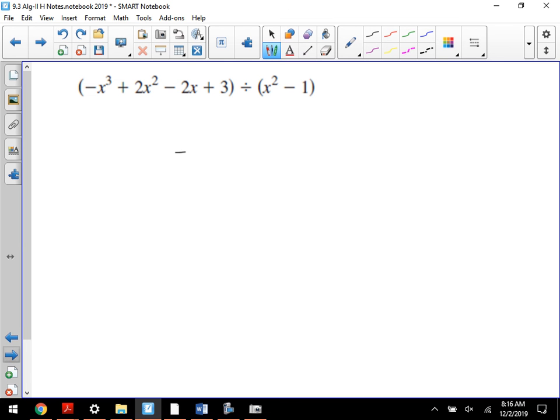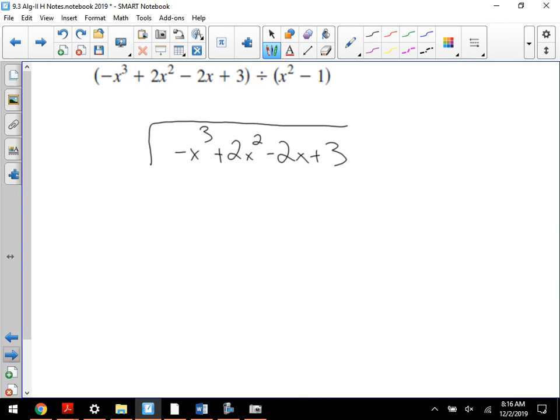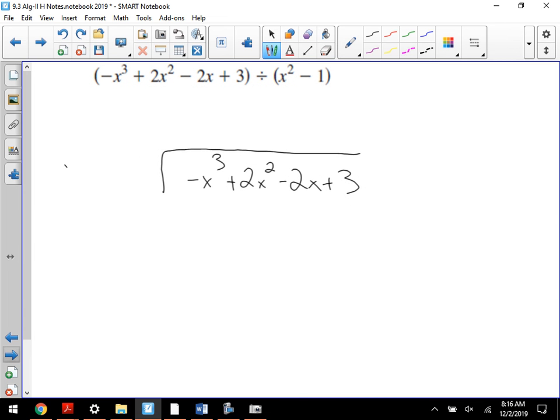So again, we would do the same idea: x cubed plus 2x squared minus 2x plus 3 divided by, now in this case, x squared plus 0x minus 1. I still need to put a placeholder there. We put placeholders no matter what, whether they're in the house or outside the house.